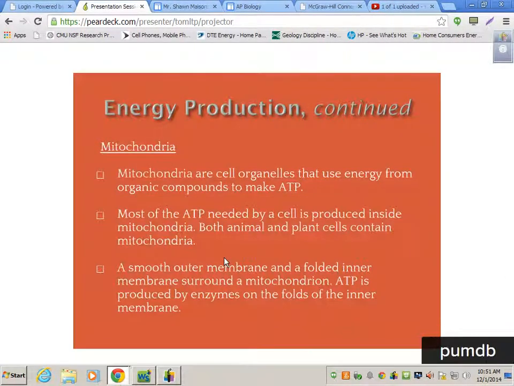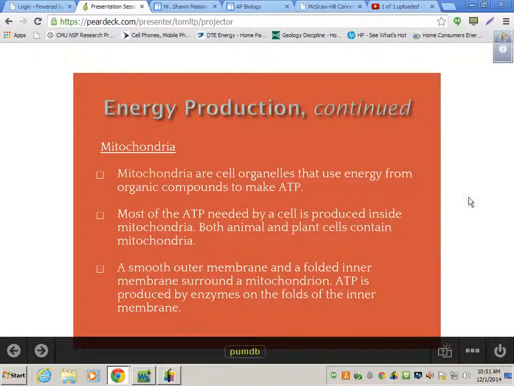And we talked briefly about the mitochondria, but these are cell organelles that use energy from organic compounds to make ATP. Most of the ATP needed by a cell is produced inside of mitochondria, and both animal and plant cells contain mitochondria. You guys, we are not able to be more than one cell without mitochondria. We just don't have enough energy. So a smooth outer membrane and a folded inner membrane surround a mitochondrion, and ATP is produced by enzymes on the folds of the inner membrane.